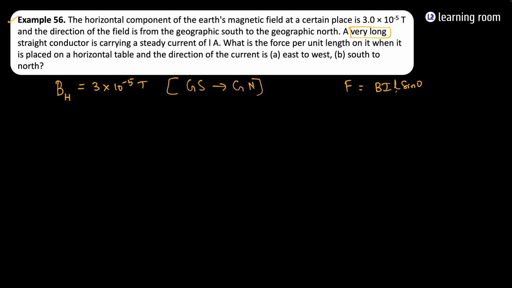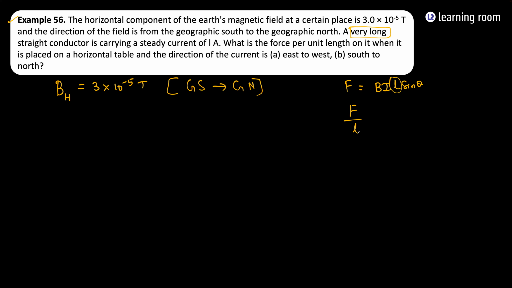So this is the horizontal table. The wire is placed in the first place like this, so that the current is from east to west. What is the direction of the magnetic field? South to north. East to west is the direction of current. So what is the angle between them?